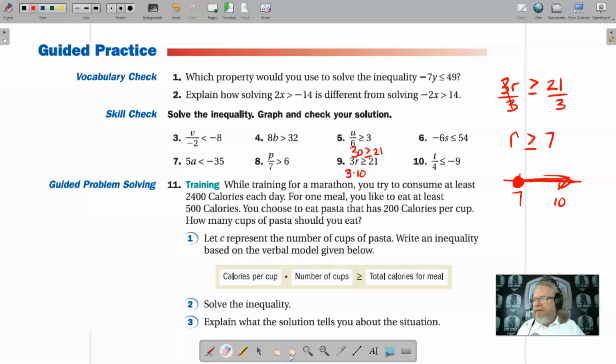And we've gone for a bit. We're up over 21 minutes. I think I'm going to skip the training question for today. We'll skip that part of the guided practice problem.